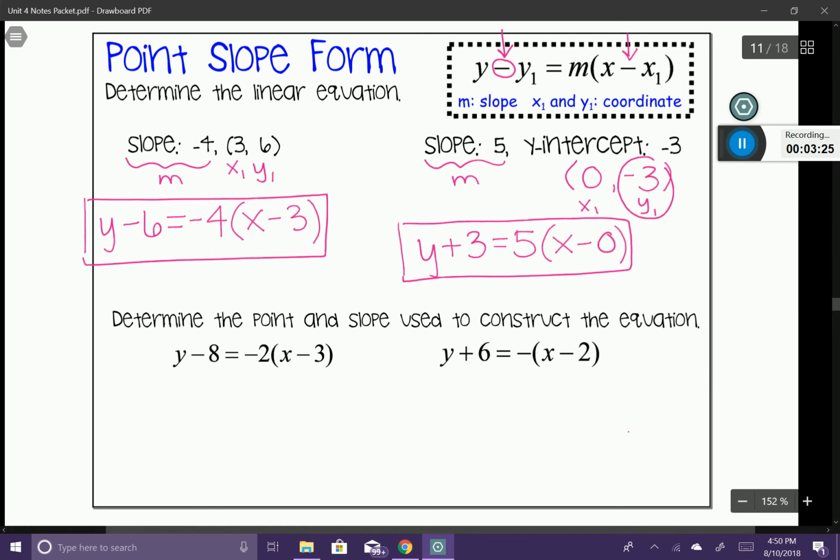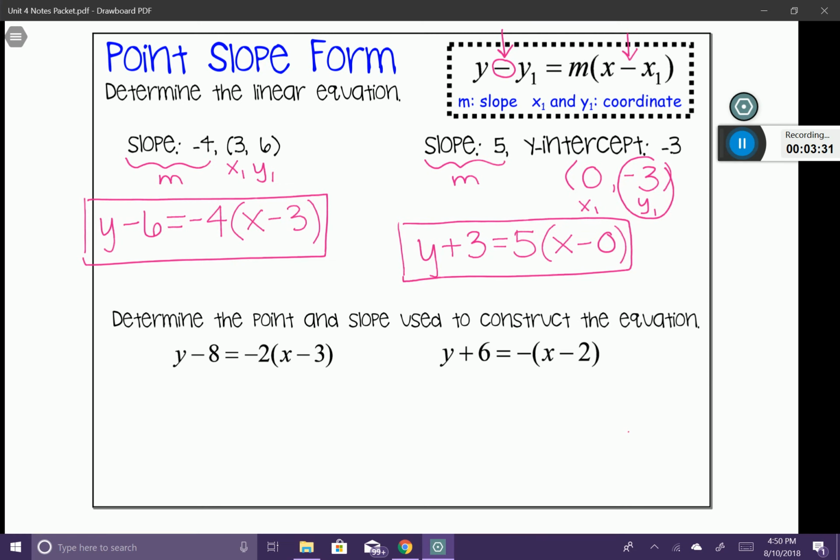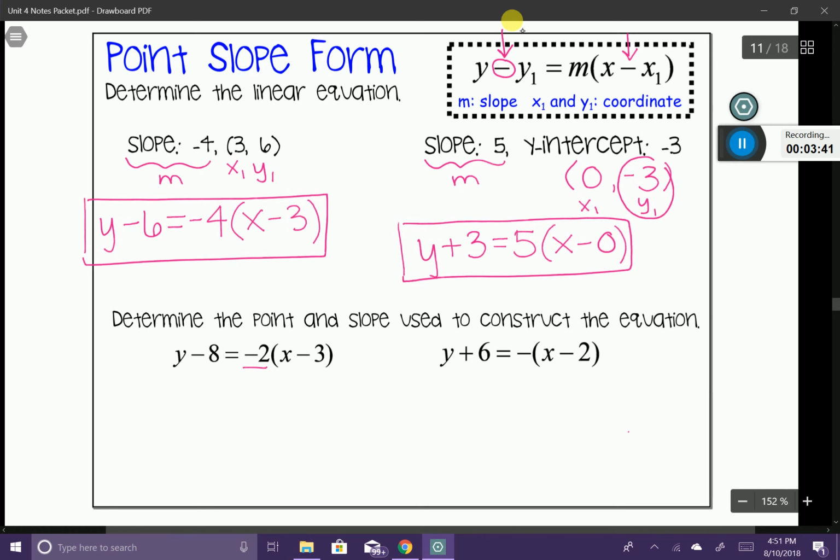Okay, now what we're going to do is determine the point and the slope used to construct the equation. Really what we're doing is taking the equation in point-slope form and deconstructing it into its pieces. So here's the line. We want to first come up with the slope. The slope is going to be the easiest thing to identify. Our slope in this case is going to be -2.